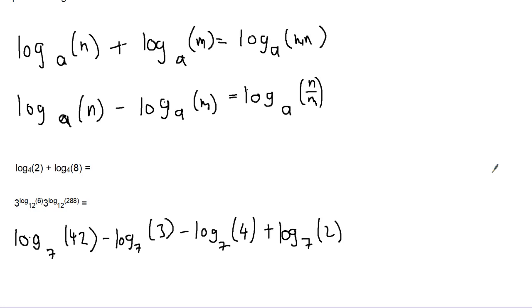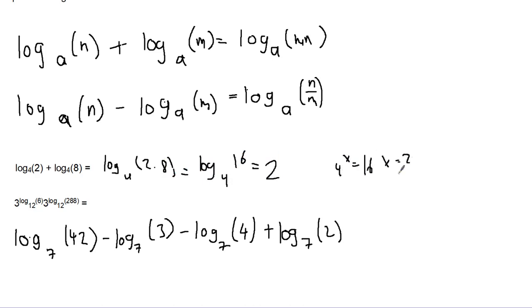Next, more properties of logarithms. Log base a of n plus log base a of m is equal to log base a of nm. And log base a of n minus log base a of m is equal to log base a of n over m. So this is going to be a little bit tough. First, log base 4 of 2 plus log base 4 of 8 is equal to, using the top property, log base 4 of 2 times 8, which is log base 4 of 16, which is 2, because 4 to the x is 16, and then x is equal to 2.